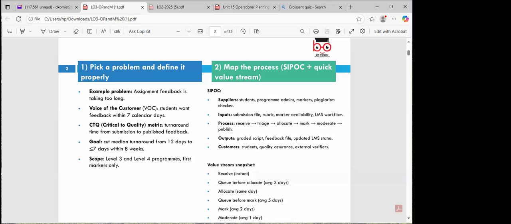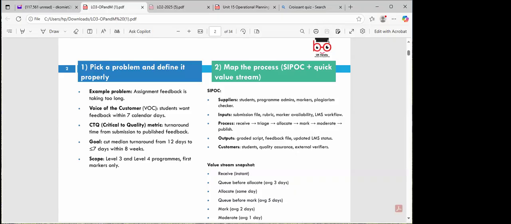And at what level? At what programs? Is it for all courses or for some particular courses? So what will be the scope? What will be the areas that you're looking at? So you're looking at level 3 and level 4 programs. First markets only. So when you say first markets only, at the first marking, there shouldn't be any delay. Yes, you can have second marking because probably there was a remarking, but within first marking and level 4. So those are the things we are talking about. So this is how you identify problems and define and look at what then will be the tool to define those problems.